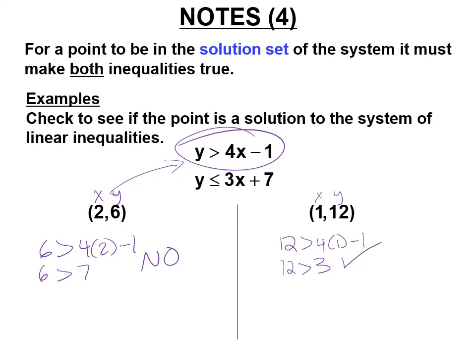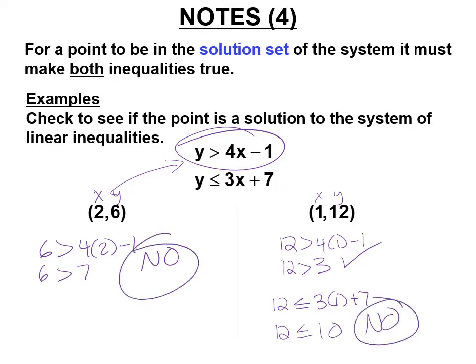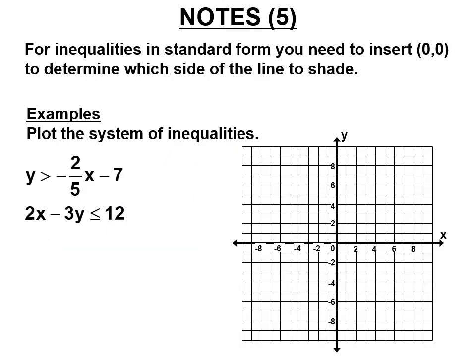Now we'll put it in the bottom one. So 12 is less than or equal to 3 times 1 plus 7. Well, 3 times 1 plus 7 is 10, and 12 is not less than or equal to 10. This is no, so this one's also no. All right, it has to be 2 yeses to be in the overlapping shaded area to be a solution.